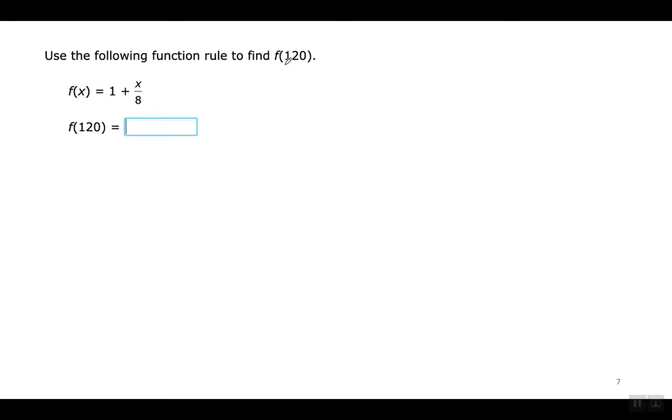Alright, so right here, f of 120. Alright, I substitute 120 wherever x is. Alright, so order of operations says first you gotta divide before you could add. La orden de operación me dice que primero divido antes de sumar. Let's not grab a calculator because this one's easy.